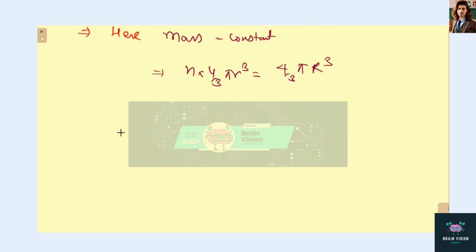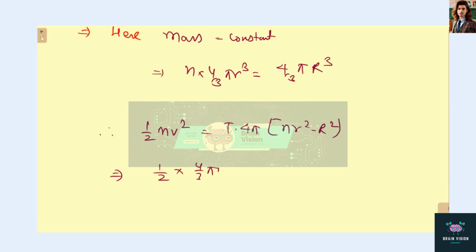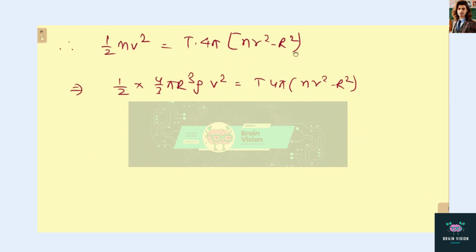From here we can say that this work done is equal to kinetic energy. So half m v² is equal to T into 4π into nr² minus R². Mass is given by 4/3 πR³ into density ρ, so 1/2 times 4/3 πR³ ρ v² is equal to T into 4π into nr² minus R².